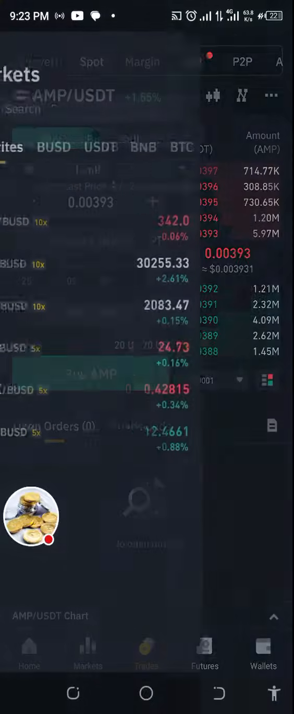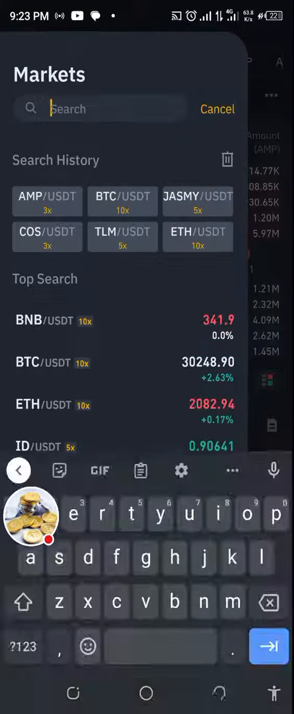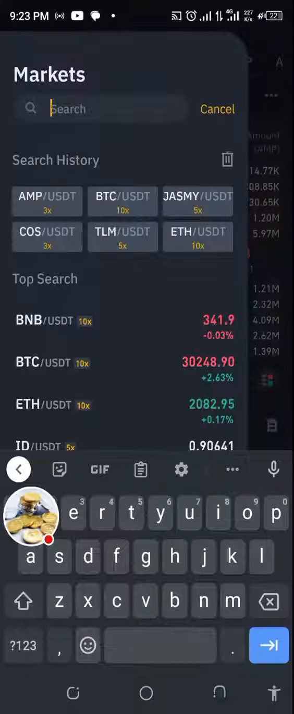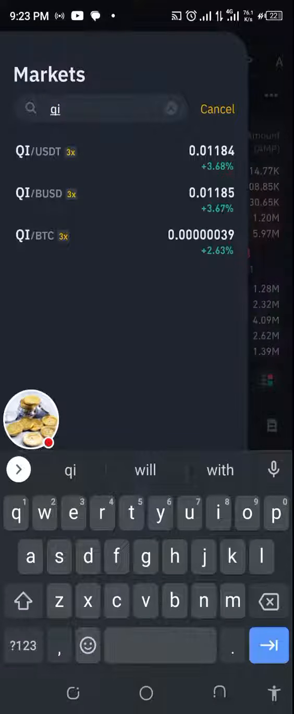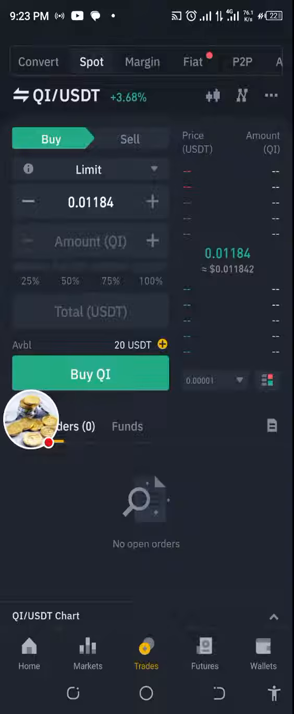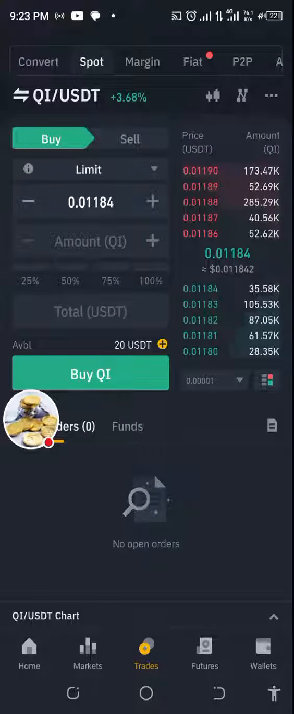Let me look for another coin. Let's see, which one should I give you? Let's go to QI. Earlier I saw there was some difference, so I don't know whether it still has the difference. Okay, let's check.